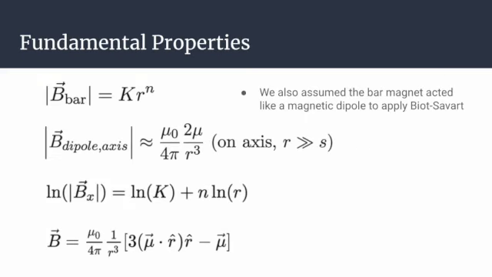For some of the fundamental properties of the lab, we start off with the distance dependence formula of a bar magnet in order to get N, and we have next the magnetic field magnitude of a dipole on an axis, which we'll set equal to each other later on in order to find N and K. And then for the next equation we have the logarithm of both sides of a plot of magnitude of B versus R. This helps us get N as a slope and K as an intercept in order to easily find them. And finally, we have the Biot-Savart law itself. We also want to assume that the bar magnet acts like a magnetic dipole, so we can apply the Biot-Savart law.